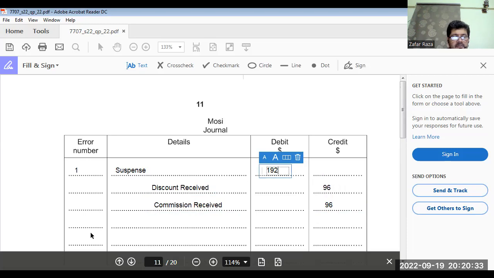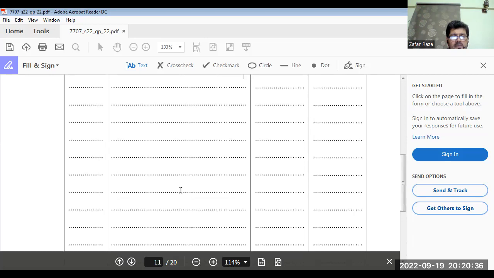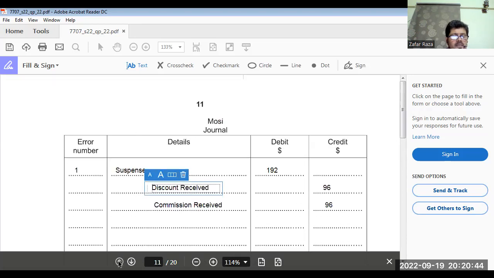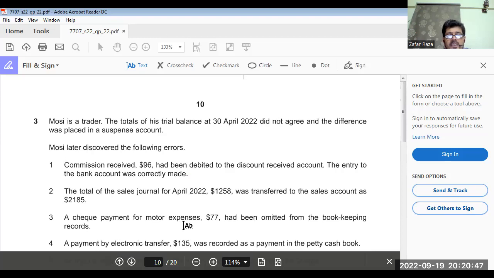Now error 2. What's error 2? The total of the sales journal for April 2022, 1258, was transferred to sales account as 2158. So what is the difference? 2185 minus 1258, 927. Sales was overstated. So sales is always credit. When we have to decrease the sale, we will debit sales and we will credit suspense account. Getting my point here?